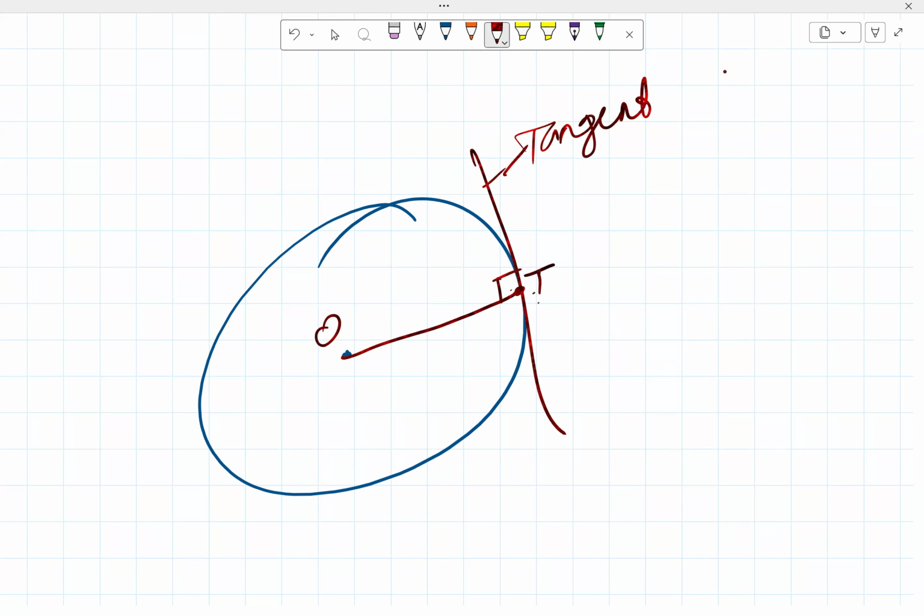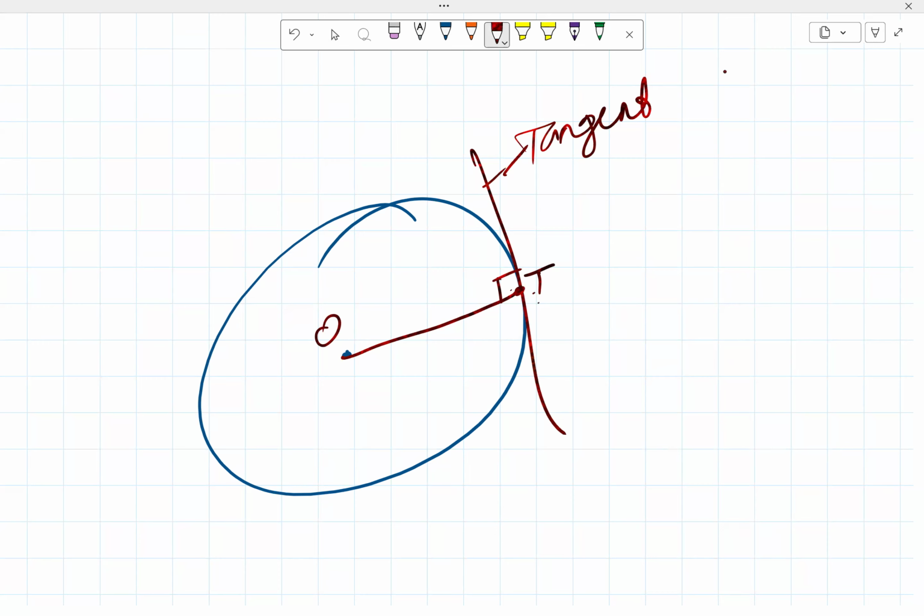So a perpendicular from a point to a line gives the shortest distance to that line. So OM is less than OT, if we assume that, because we are trying to prove by contradiction. But OT is the radius, right? So this is the distance from O to the circle at point T.